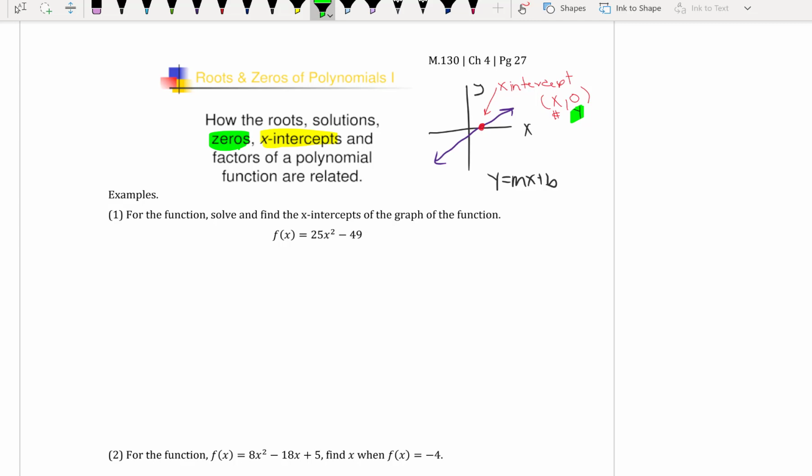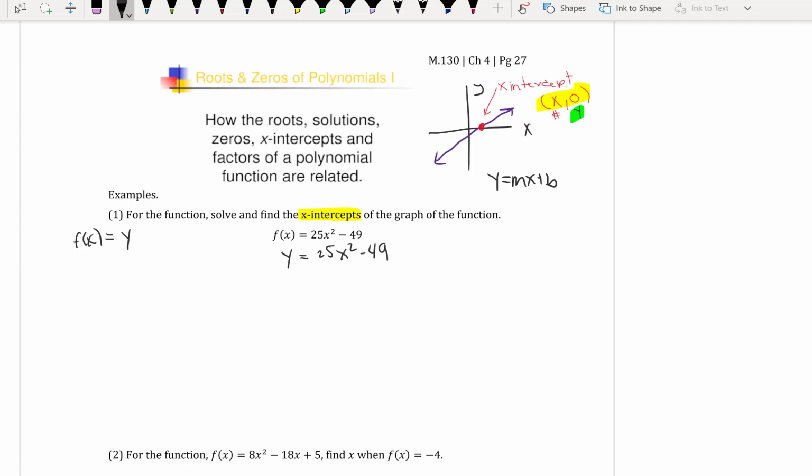So they're asking you for several things here. For this one, first of all, they're asking you for the x-intercepts. So you know that you have to write it as an ordered pair. So here we go. We have f of x is equal to 25x squared minus 49. Well, we already know that this f of x is just a fancy way of saying y. So this is y is equal to 25x squared minus 49.